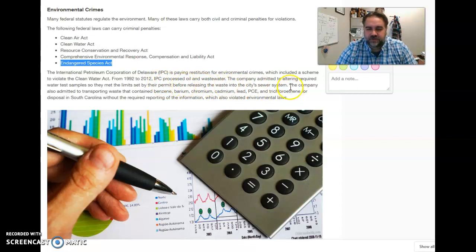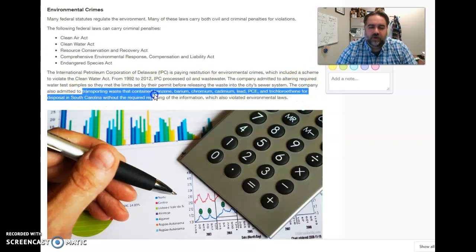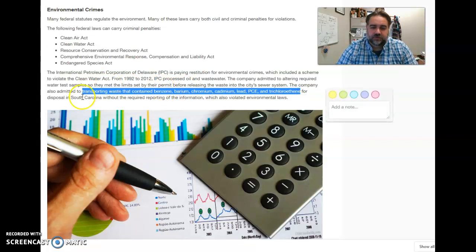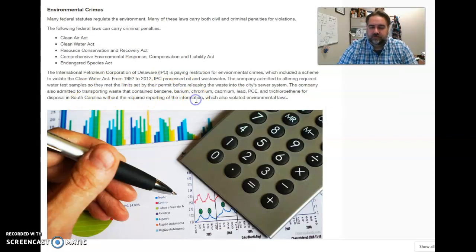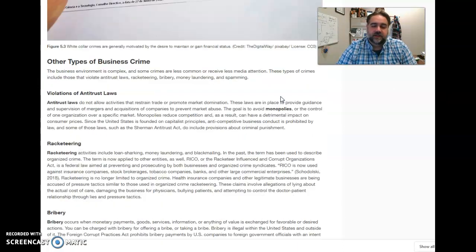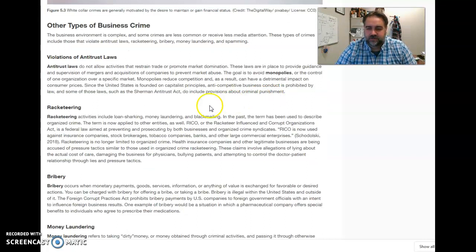So also pollution, like in this example from the International Petroleum Corporation of Delaware, they admitted to altering required water tests. They also admitted to transporting waste that contained benzene, barium, chromium, cadmium, lead, PCE, and, I'm going to mess this up, trichloroethylene. I think I did pretty good with that. Trichloroethylene for disposal in South Carolina without the required reporting of information, which also violated environmental law. So yeah, anytime you have that kind of stuff happening, not good.